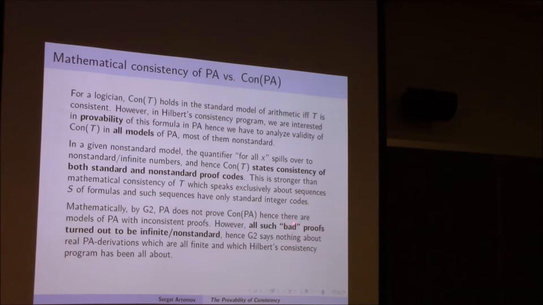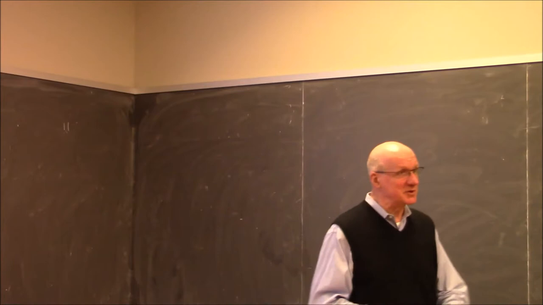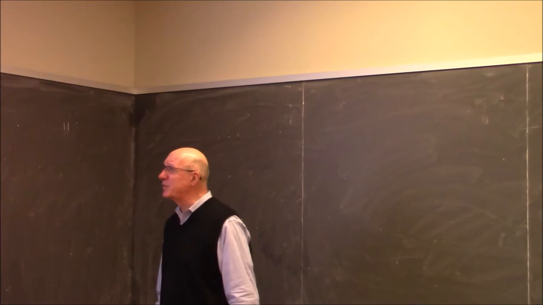There are models of Peano with inconsistent proofs, just because if you had a negation, it should be consistent. So there are models of Peano with inconsistent proofs. However, as we show, and it can be shown by zillions of other arguments, all such bad proofs turn out to be infinite or non-standard. They're all garbage. All real proofs are consistent. That's what we're proving, and you can show it in many other ways, not constructively, but we show it constructively. So it means that Con_PA is not provable because we're failing to separate real stuff from garbage.